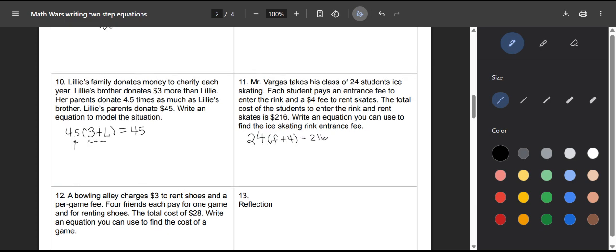All right, so we have the expression F plus 4 represents what one student pays. They got to pay the fee to enter the rink and $4 to rent their skates. That's just for one kid. Mr. Vargas takes 24 kids. So we've got to take the cost of one kid and multiply it by 24. And we know that altogether they pay $216.